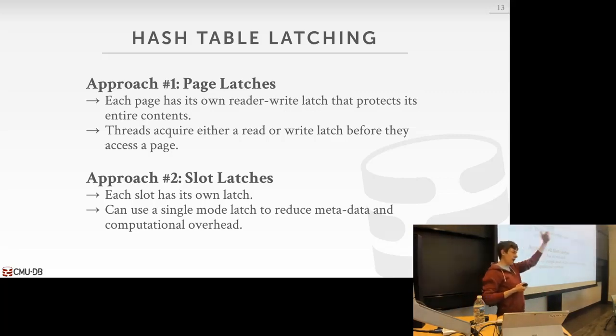The first approach is that on each page, you just have a single reader-writer latch. So when a thread wants to do something, like a lookup, before it can read or access the page, it has to acquire the latch for that page. The other approach is to do more fine-grained latching, where you have a latch for every single slot. That means as you're scanning down, you acquire the next slot's latch, and then you can go into it and look for whatever you're looking for. So there's this trade-off between the computational and storage overhead between these two approaches. With the page latch, we have to store fewer latches, there's only one per page. But now this can potentially reduce our parallelism, because even though two threads might be operating in different slots, because it's in the same page, they can't run at the same time.